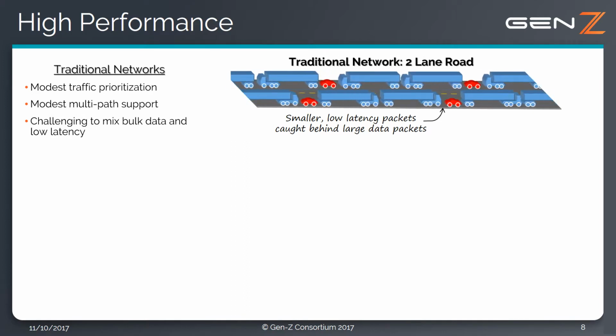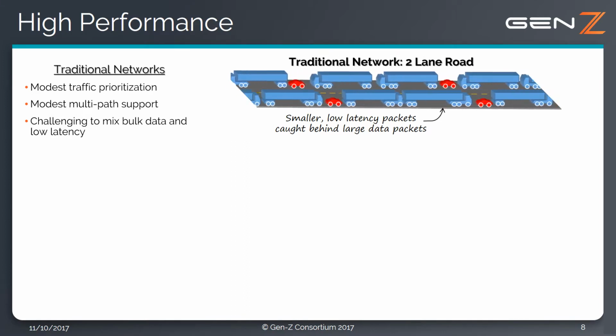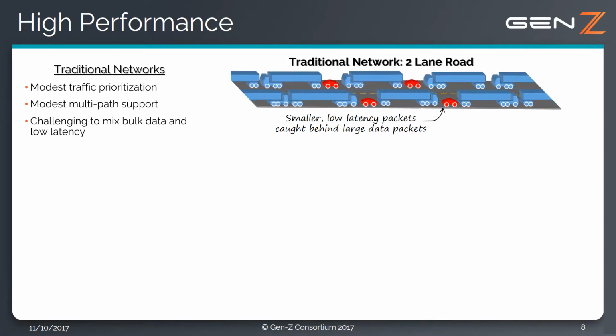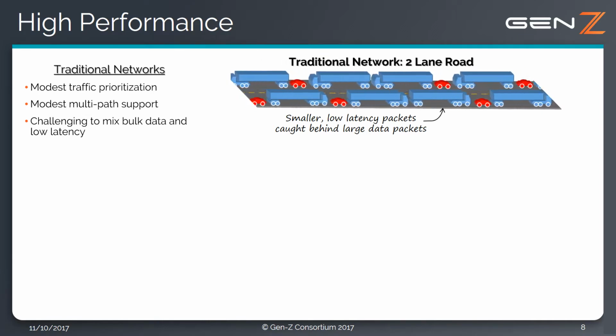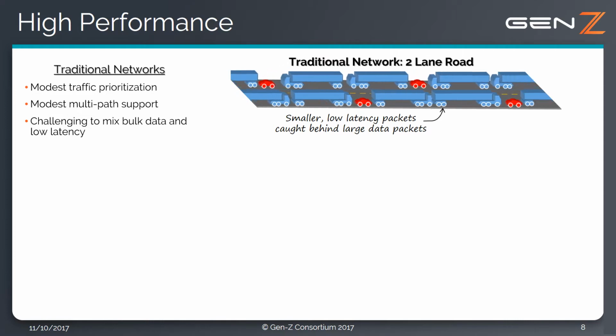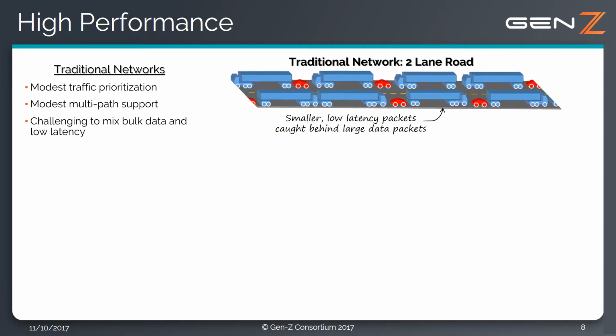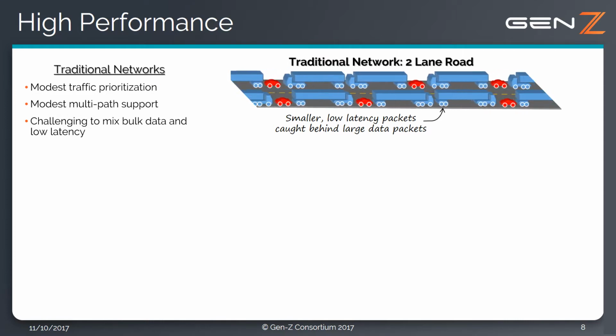Traditional networks have some decent amount of quality of service capabilities, and there's modest link aggregation and multipath support. But many of these features require software to support them, for example, link aggregation drivers in an operating system.